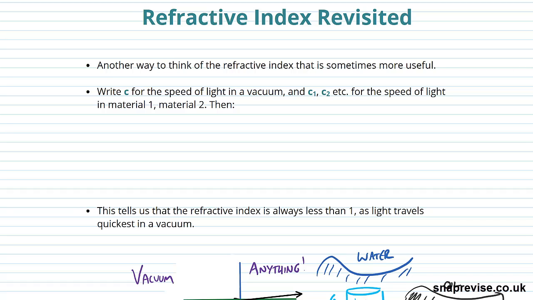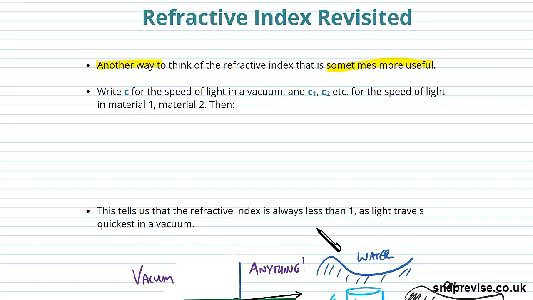So we're going to pick back up by looking at the refractive index again. We're going to call this refractive index revisited. It's just another way to think of the refractive index that's sometimes more useful depending on the information we're given. Just like many times in physics, sometimes the equations you use are more or less useful depending on the type of information you're provided with to begin with.